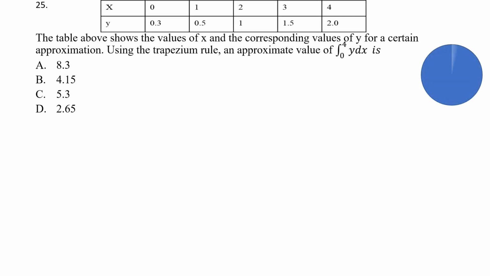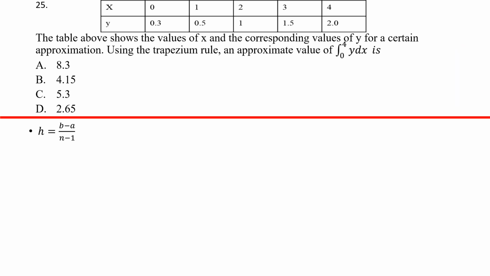The table above shows the values of x and the corresponding values of y for a certain approximation using the trapezium rule. Okay, trapezium rule. So h is b minus a over n minus 1. So we get b is 4 here, which is the upper bound for x, minus the lower bound for x, which is 0, divided by the number of ordinates minus 1. So how many ordinates do we have? 1, 2, 3, 4, 5. So we have 5 ordinates. Subtract 1 from that, so you get the number of strips. So you get that h is 1, which is basically the step length.